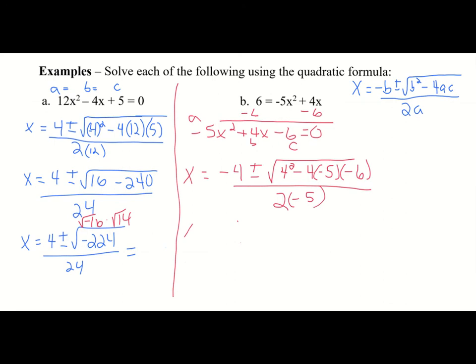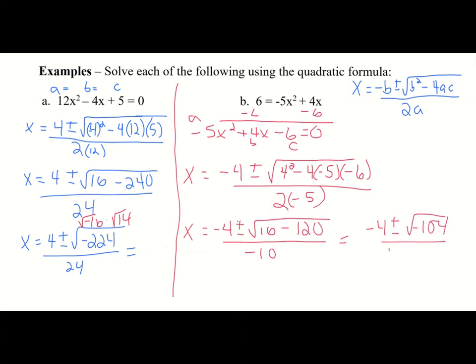So it's going to give me x is equal to negative 4 plus or minus the square root of 16 minus negative 4 times negative 5 times negative 6 is equal to negative 120. So minus 120 all over a negative 10. 16 minus 120 is equal to negative 104. So now we have, which I don't really need the x because I have it there, negative 4 plus or minus the square root of negative 104 all over negative 10.